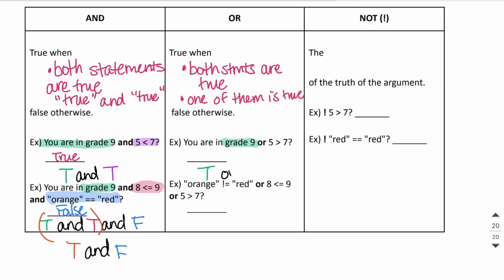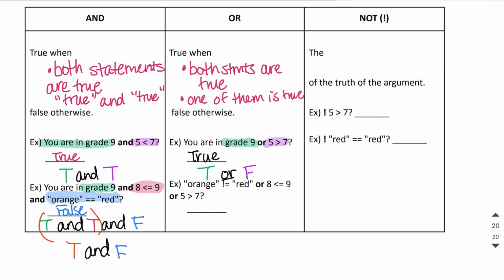Now, this time it says or 5 is greater than 7. So, this one's a little bit different. That's not true. 5 is not greater than 7. So, that's false. But the first is true. So as long as it's one or the other, that's all that matters. So as an end result, this whole statement is true.